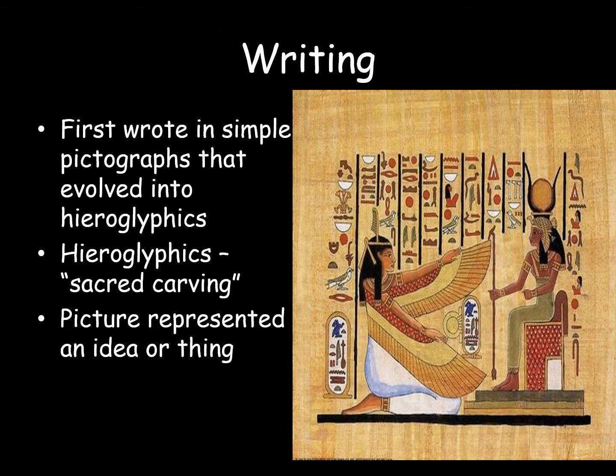Like the Sumerians, the Egyptians also created a writing system. For the Egyptians, it started out as simple pictographs, meaning that each symbol represented an idea, and it would eventually evolve into hieroglyphics. Hieroglyphics means sacred carving. So it's not like the letters that we use today, which equal a sound. Instead, each picture represents an idea or a thing.